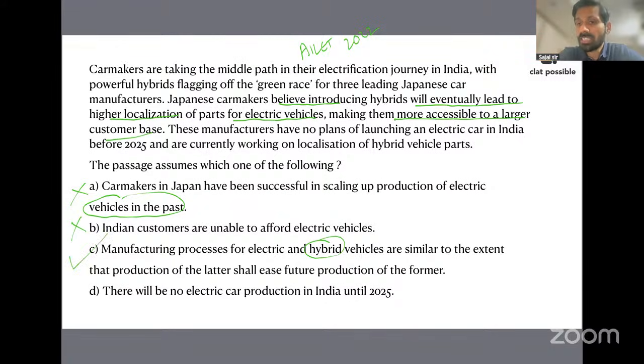D, there will be no electric car production in India until 2025. The Japanese car makers won't do it. Some other car makers might just be doing it, right? So again, this is not required. So look how when we are solving these assumption questions, we are focusing on that word required. What is required for the argument to hold, right? So option C here is correct.